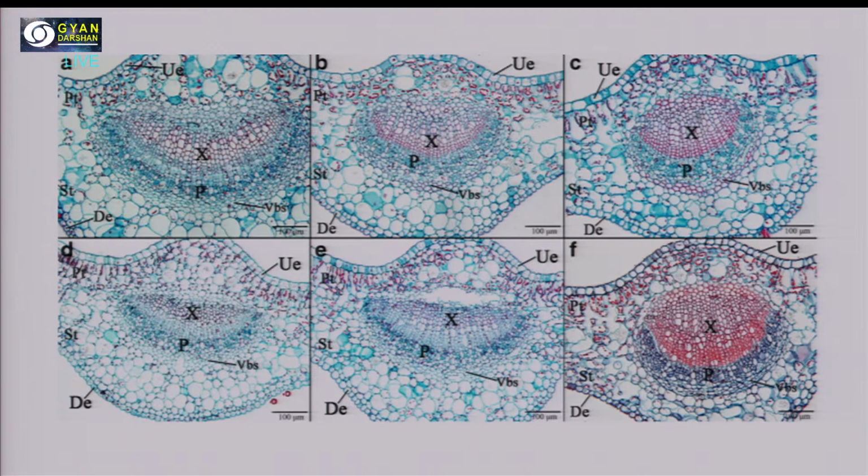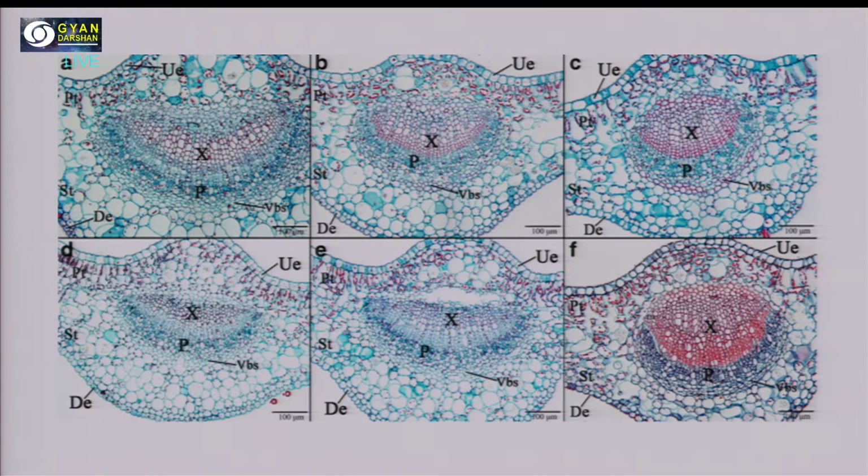See, the red portions are those which have taken the safranin stain, and those are actually the lignified tissues or the thick wall tissues. As I said, it can be xylem, it can be sclerenchyma. And all the light green portions have taken up the light green stain, and those are thin wall tissues, cellulosic masses, mostly parenchymatous cells.